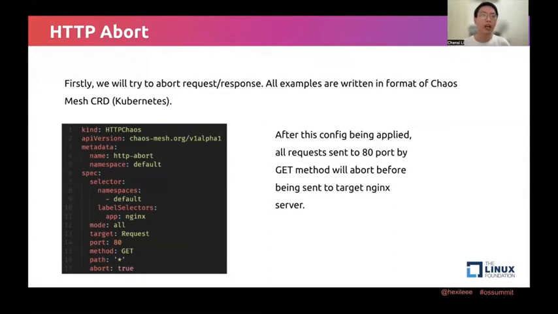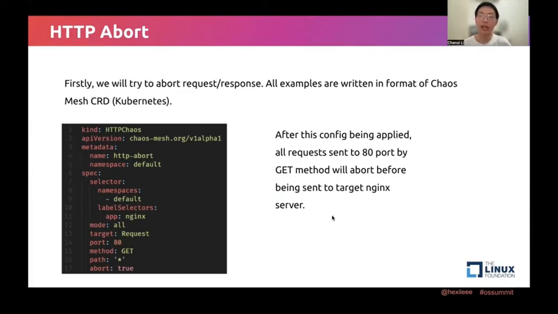Firstly, we will try to abort a request or response. All examples are written in the format of Chaos Mesh CRD in Kubernetes. You can see the picture is the configuration. After this config is applied, all requests sent to the AT port by the get method will abort before being sent to the target Nginx server. You can see the target is request, port is AT, and method is get. Path is a wildcard, meaning any path, and abort is true.